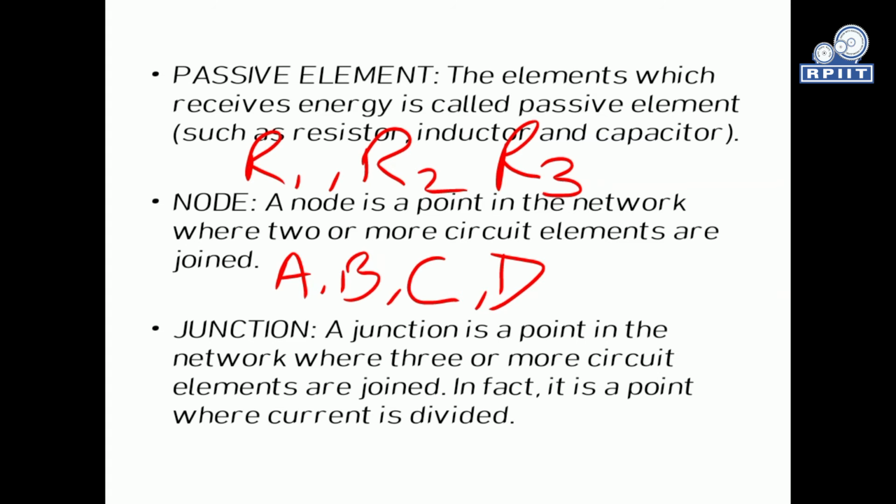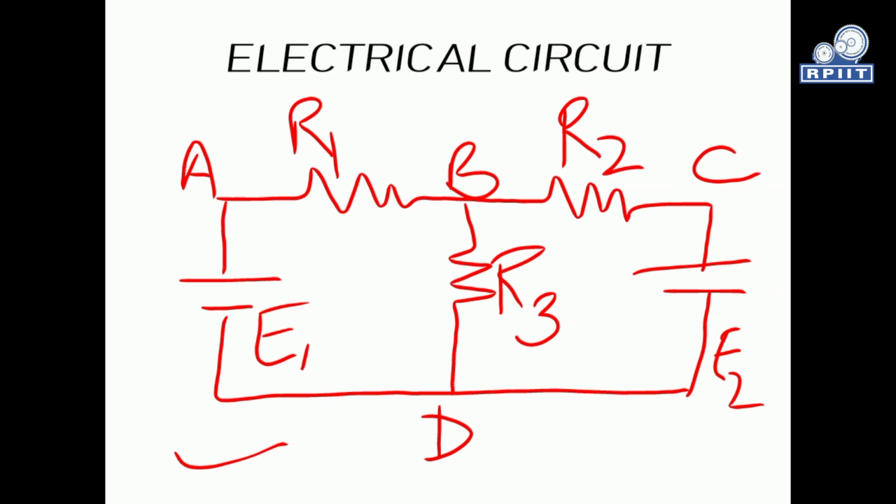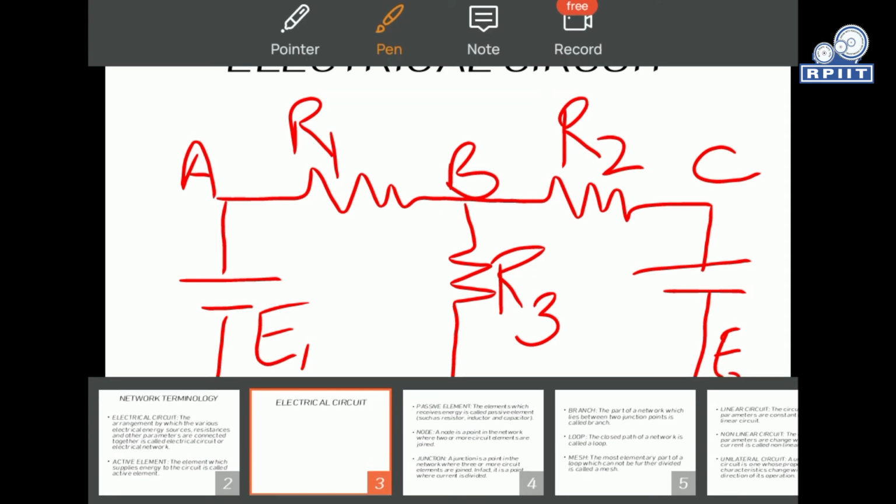Now what is a junction? A junction is a point in the circuit where three or more circuit elements are joined, and in fact it is a point where current is divided. So in this circuit we will understand what a junction is. A junction is a point where three or more circuit elements meet. In this diagram, we can see that point B and point D are the two junction points.